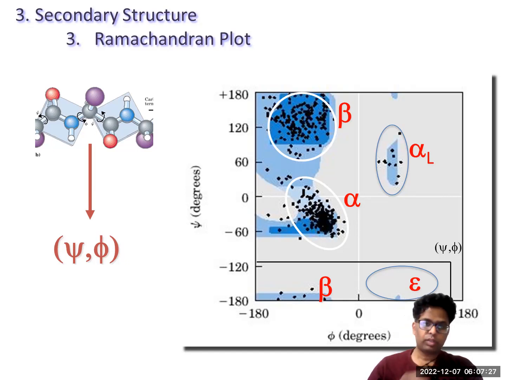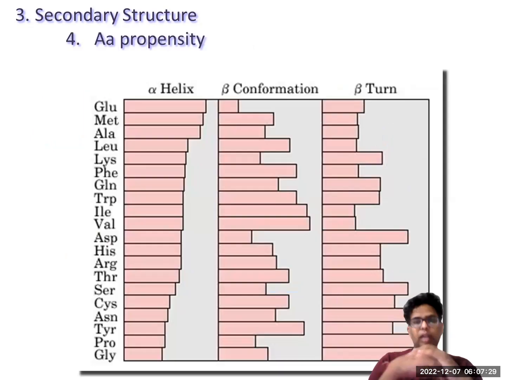Okay, I'm just going to the next one. Ultimately here they tell what propensity means: possibility. Suppose for alpha helix, glutamic acid and methionine have a high probability to be in the alpha helix. Same like beta: isoleucine and valine have a high possibility to be in the beta sheet, suppose beta turn. So propensity means possibility to be.